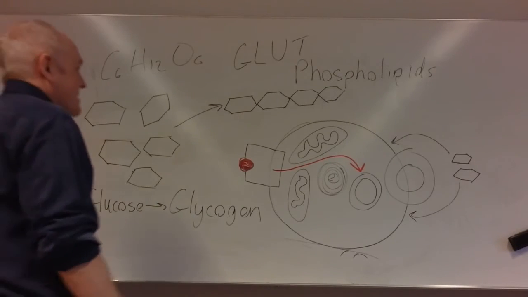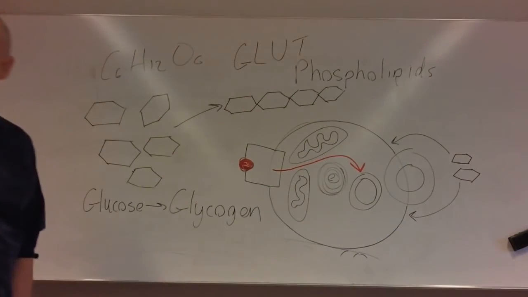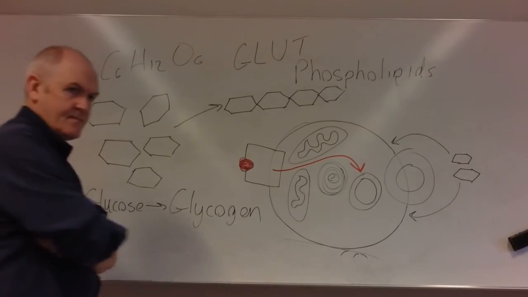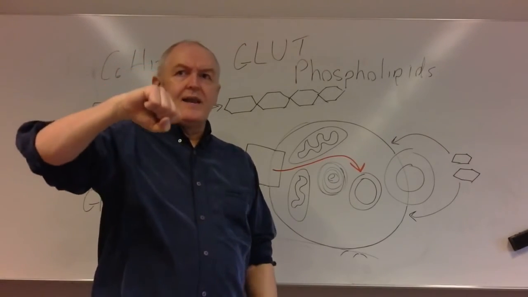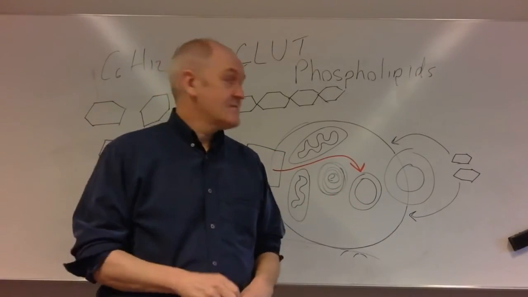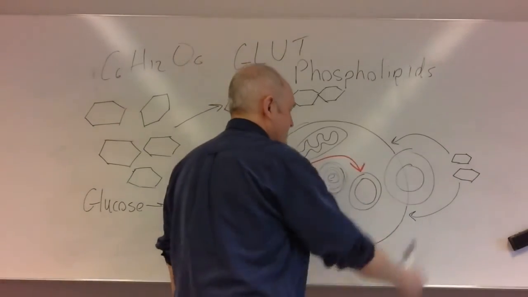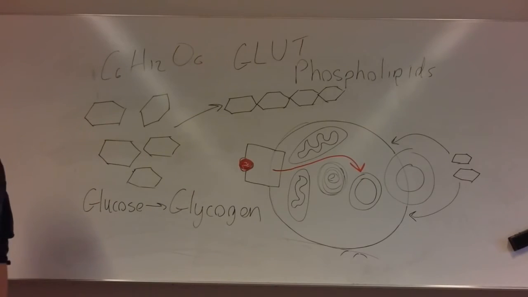And that means that the water-soluble glucose molecules can't diffuse through the fatty cell membrane, because fats and water don't mix. If you've got some water and you pour some olive oil in it, it just forms globules, doesn't it? It doesn't mix. So because the glucose molecules are water soluble, they can't diffuse through the fatty cell membrane. They're stuck on the outside.